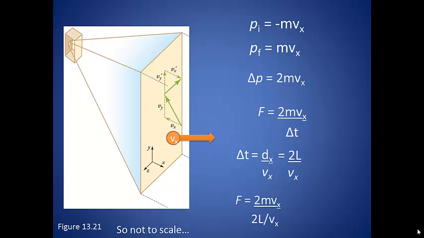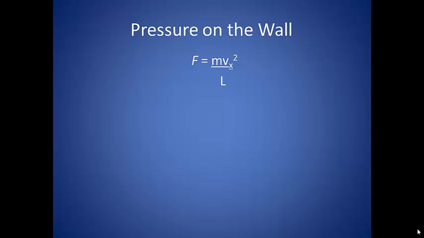So we plug this into our force expression and clean it up. Our 2's cancel, and we get vx on top twice. So the force on the wall, or the force on the particle for the x component of one atom, is mvx squared divided by L. So we know the force exerted by one particle on the wall of the container.